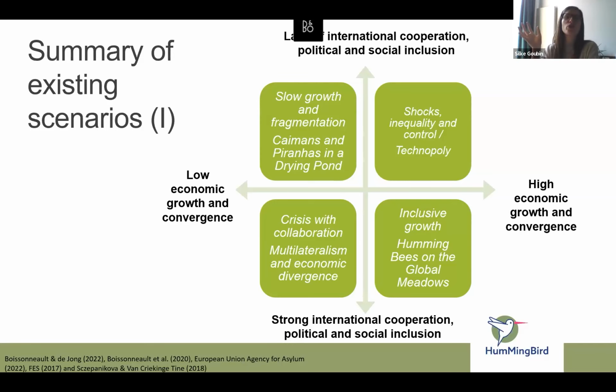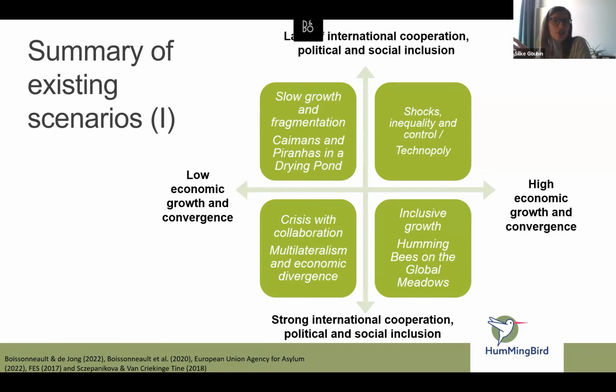Will there be inclusive growth? There is one report that even calls this type of scenario humming bees on the global meadow, in which all countries will cooperate, and there will be strong economic growth, which will lead to a world that is open to migration, especially economic migration, whereas other types of scenarios predict rather a my country first type of dynamic, for instance, or the rise of technopoly, the rise of global super firms and technology basically dominating the world.